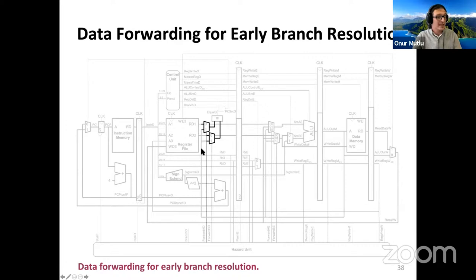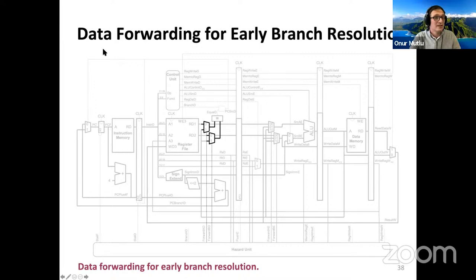Or you could say, okay, I stall the branch, but then you basically are back to square one. If you don't add this data forwarding path, and it's really common that this branch needs data values that are coming from an immediately earlier instruction, then you basically added more stall cycles because the branch is data dependent on an earlier instruction, right?